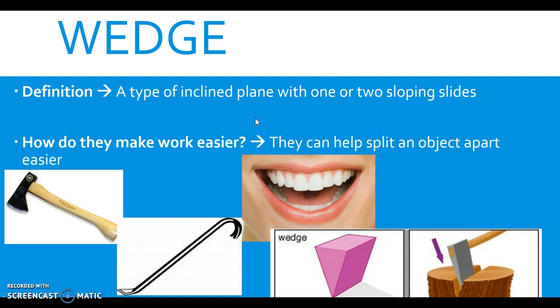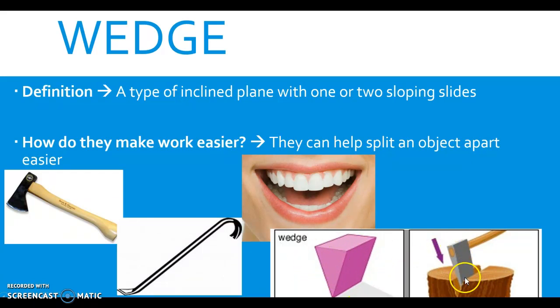Now, the purpose of a wedge, how do they make work easier? Well, they can help split an object apart. All of these pictures down here are examples of wedges. For example, we have right here an axe, and we see again down here how that axe splits apart one thing. In this instance, it's a piece of wood. We see in this axe head that it has two sloping sides on each side, so it can split apart the wood. Here you have another case of a wedge too.